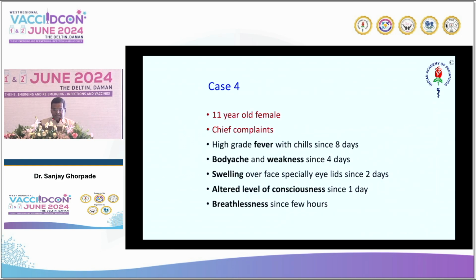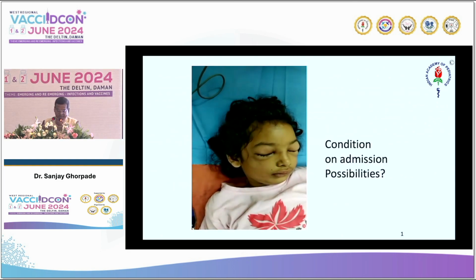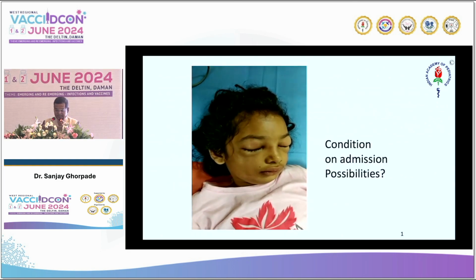Another case of Dr. Yashwant: this 11-year-old female was brought with fever for 8 days, body ache and weakness for 4 days, swelling over the face and eyelids for 2 days, and altered level of consciousness and breathlessness for a few hours. The child was drowsy, with tachycardia, hepatomegaly, pallor, bilateral ankle edema, brisk reflexes, and plantar not elicitable. So this is the case, Yashwant.